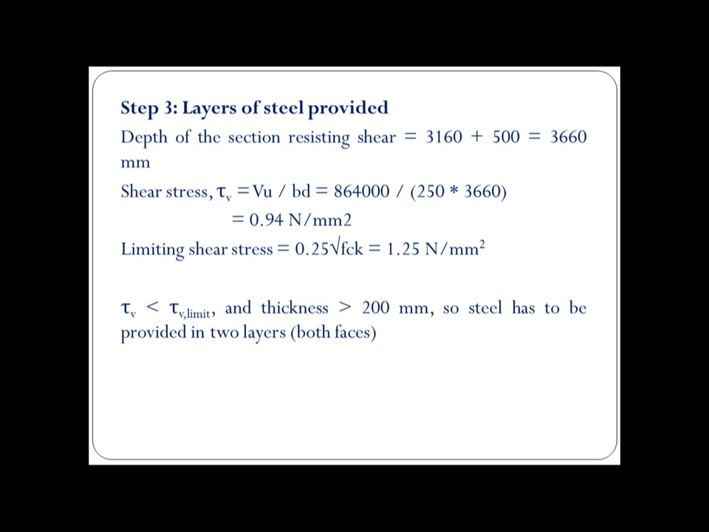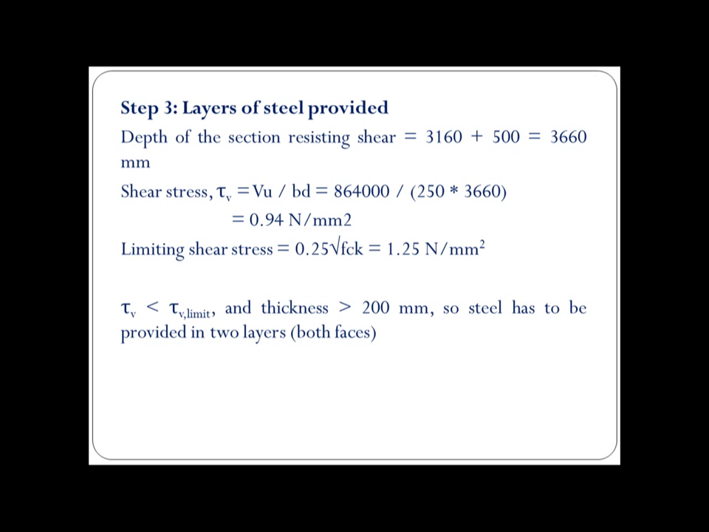Next one is to provide steel. So steel, we need to check whether it has to be provided in a single layer at the center or in two layers, one at each face. So that criteria has been given by the shear stress if it is not exceeding 0.25 fck or the thickness is exceeding 200 mm. So here we calculate the shear stress.